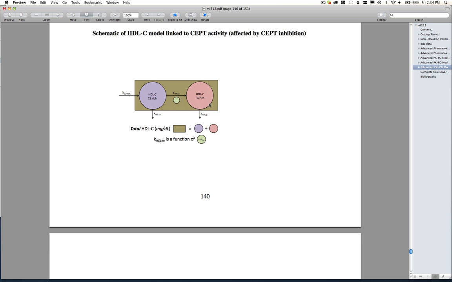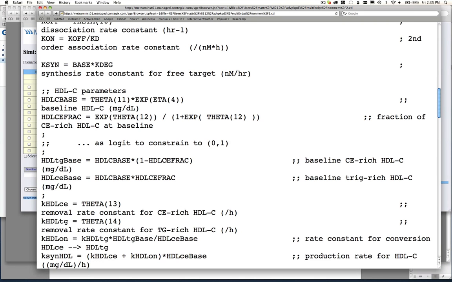In this case, we're not going to make that assumption because there are different clearance rates here. You can imagine that there could be different amounts in each of these subcompartments, if you will, and so we've got a parameterization that helps to account for that. Back here, there's this HDL CE fraction. That's my parameter name here. So this is the fraction of HDL cholesterol that's in that CE-rich pool.